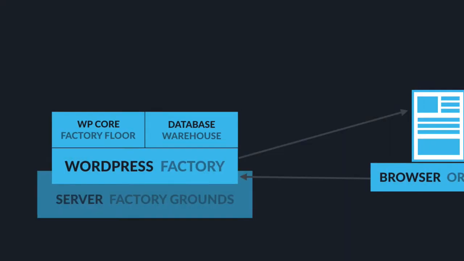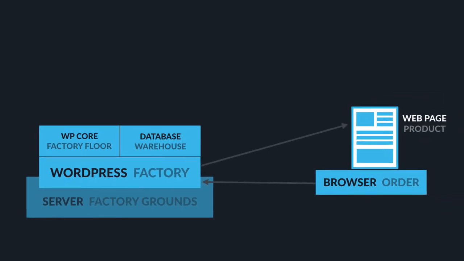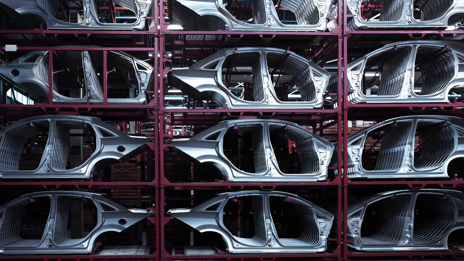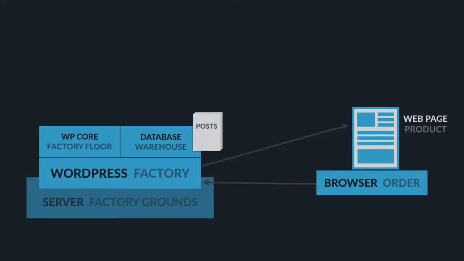Now in any factory, you will likely need some raw materials, which are then used to make the finished product. So for cars or bikes, it'll be metal for the frames or the chassis. Well, in our WordPress factory, the raw materials are posts.